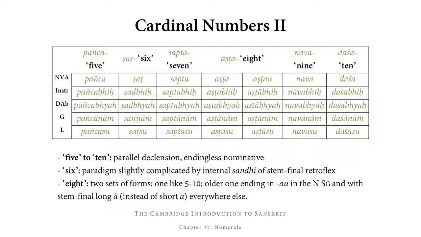Sapta is completely parallel to what we find in pancha. Ashta has forms that are completely parallel to those of pancha, but then there's also an alternative paradigm where we have a nominative ashtau, and the rest of the paradigm using a stem that ends in long a. Not short a, but long a, so we get ashtabhih, ashtabhyah, ashtanam, and ashtasu. Then nava, 9, again is parallel to pancha, and dasha, meaning 10, again parallel in its forms to pancha.